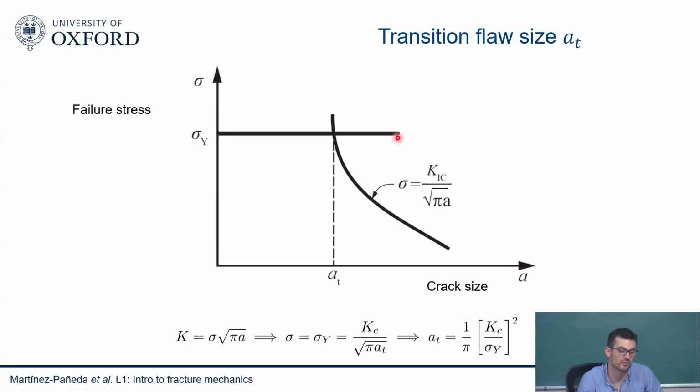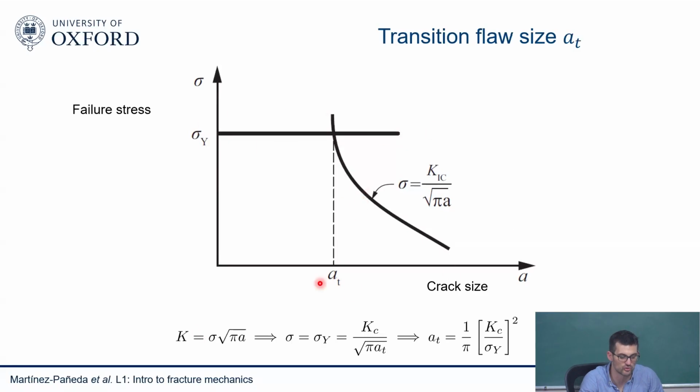And then the failure criterion for plasticity is just whenever my stress reaches a critical value, the yield stress, then plasticity happens. So that's independent of crack size, right? So that is basically a horizontal line. And you can see that these two lines cross. Eventually you have a point where fracture mechanics is telling you that you're going to achieve failure at a higher stress than the stress at which you get yielding. So this is what engineers call the plastic collapse regime, and this is the fracture mechanics design regime.